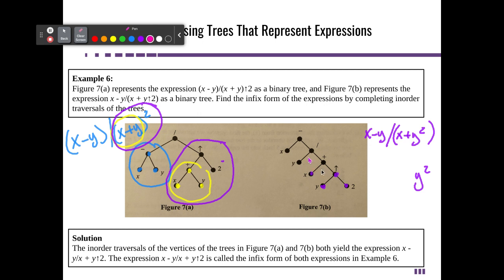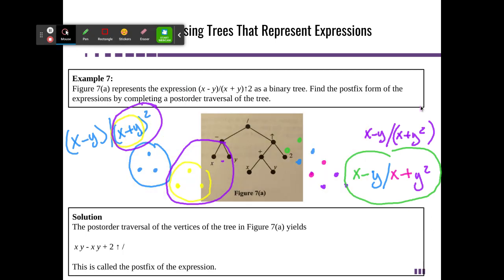Then we'd have x plus that. And then we would have y divided by that. So y divided by that stuff. And then last but not least, we would have x minus that. And so that would create an in-order traversal for those expressions, and it's an infix form. All right, infix form of expressions.